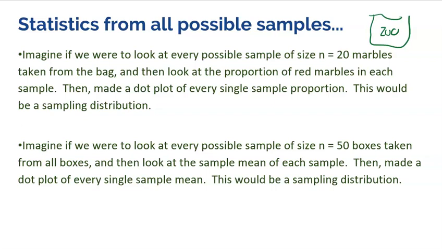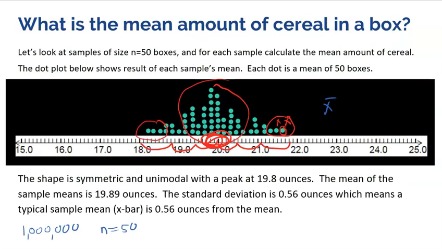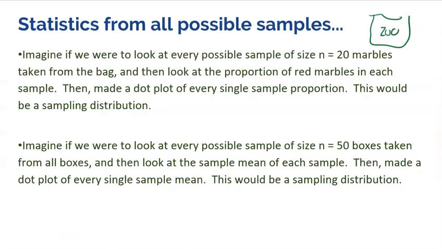Or again, imagine if I were to look at all possible sample means of 50 boxes of cereal, right? Again, my example that I had up here is a nice picture, but come on, I can count those dots. There's not that many dots in this graph. A true sampling distribution would have a dot for every possible sample mean that's out there from that population of the same size. That's a true sampling distribution.